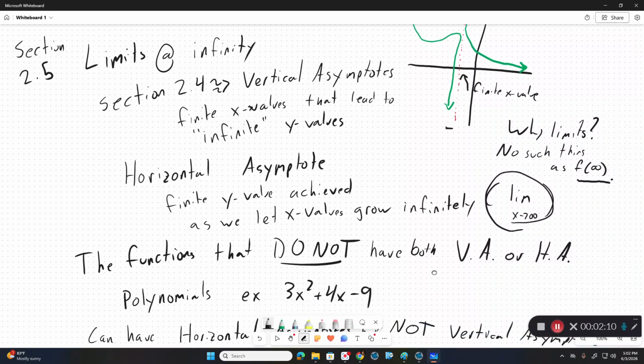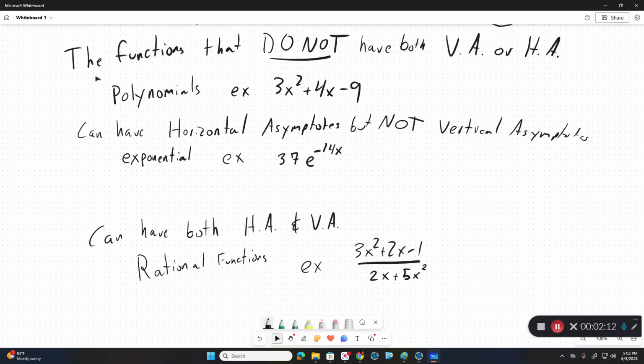Okay, so a couple of things just to get us on the same page. A set of functions that explicitly will not have any vertical asymptotes or horizontal asymptotes are polynomials, where it's real basic, 3x squared plus 4x minus 9, your cubics, your quartics, your degree 5s, all of those. They don't have vertical asymptotes, they don't have horizontal asymptotes. Now, there are some functions that can have horizontal asymptotes, but they do not have vertical asymptotes. And right now, that's going to be our exponential type looking function.